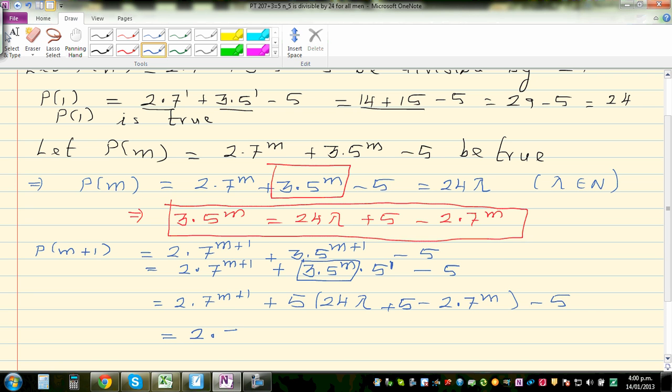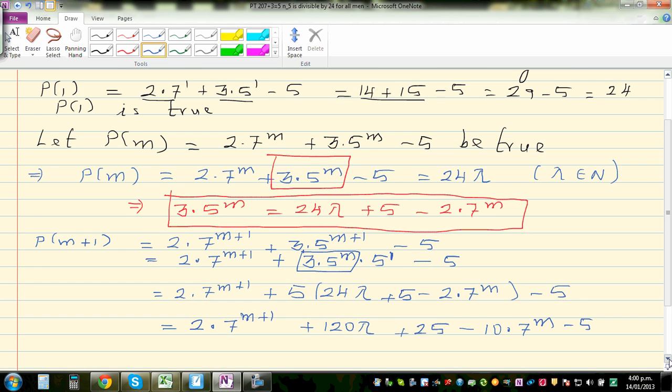So 2 times 7 to the power m plus 1. Now let me expand this. This is 120 lambda plus 25 minus 10 times 7 to the power m minus 5. Okay, let me scroll up.